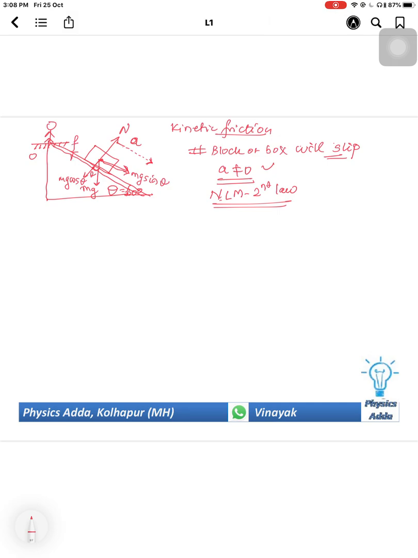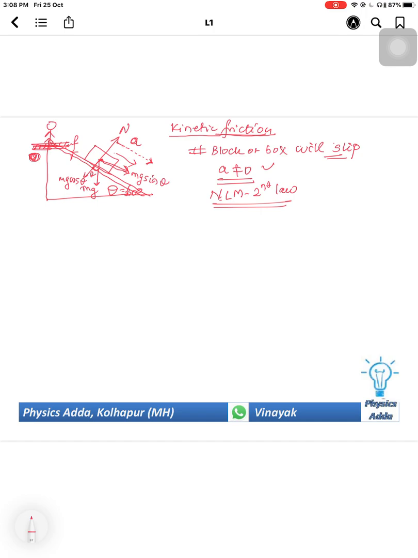Now, here in kinetic friction, there is no tendency of relative motion. Rather, there is actual relative motion of the box. The box is slipping downwards. There is no tendency, but there is actual relative motion, relative motion with respect to observer O, who is watching the process from point O.